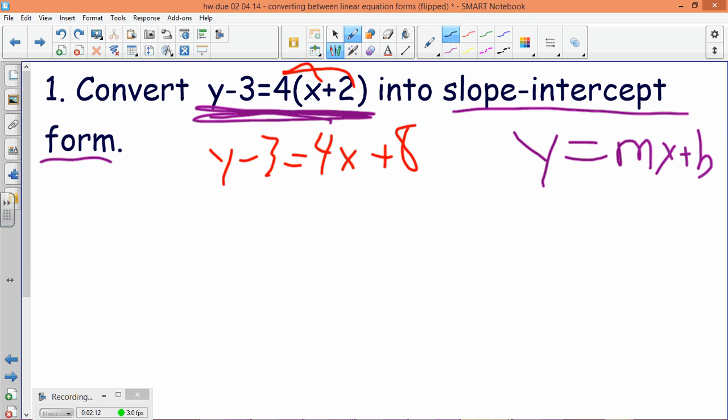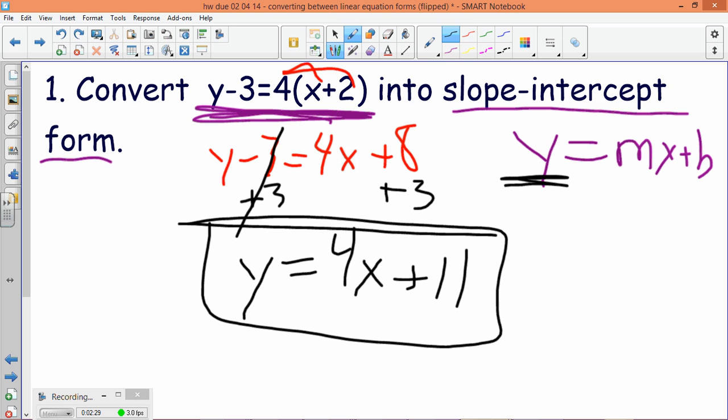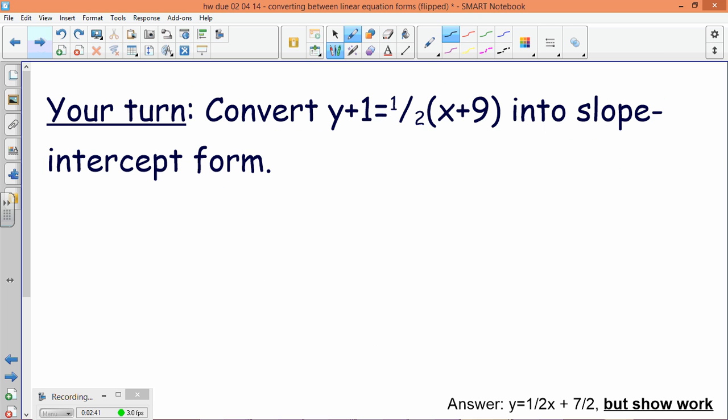Next thing I'm going to do, I want to get y by itself because notice over here y is by itself. So I'm going to add 3 to both sides. I get y is equal to 4x plus 11. I'm done. That's all there is to it. I distribute, I isolate y, and normally this will give me y equals mx plus b form right away. This is going to be your turn.